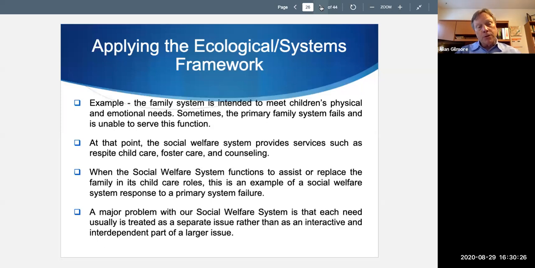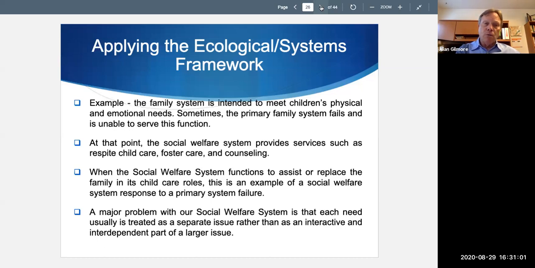A major problem with our social welfare system is that each need usually is treated as a separate issue rather than as an interactive and interdependent part of a larger issue. So you may find a family that's struggling in terms of being able to adequately care for their children. And possibly what you learn is it's related to substance abuse, and that substance abuse may have a direct relationship with the person's mental health.